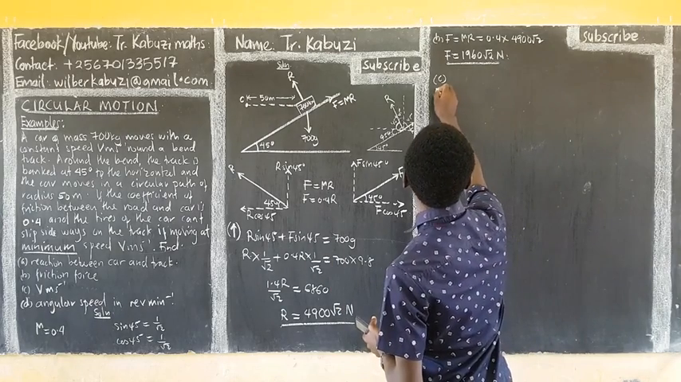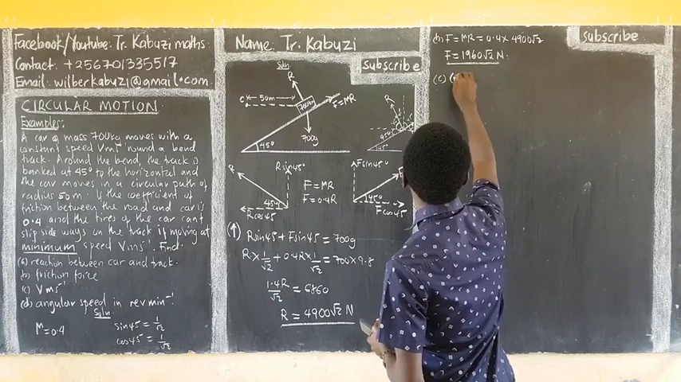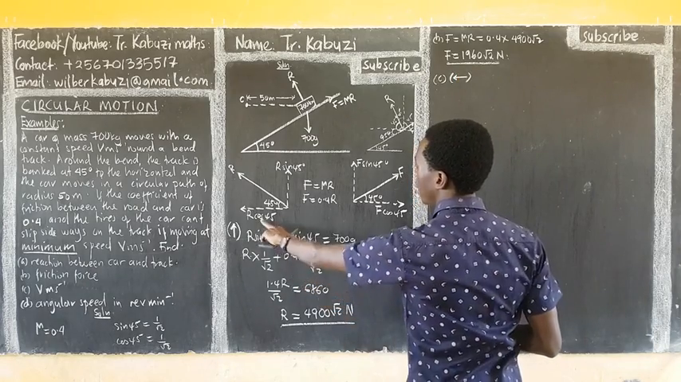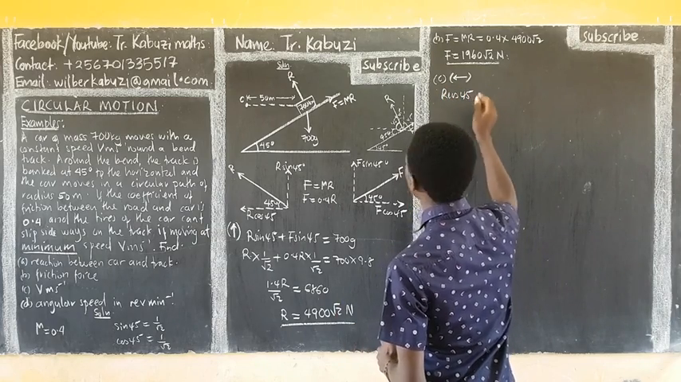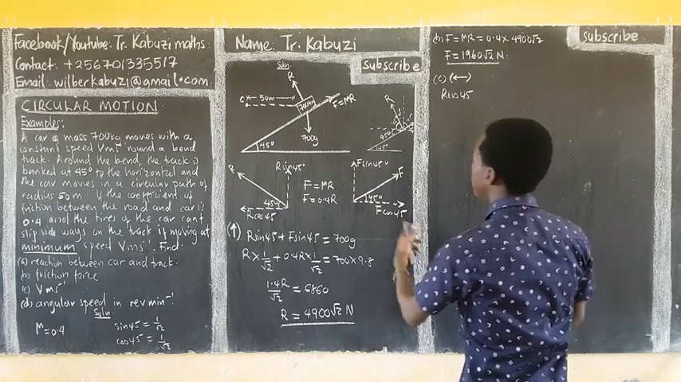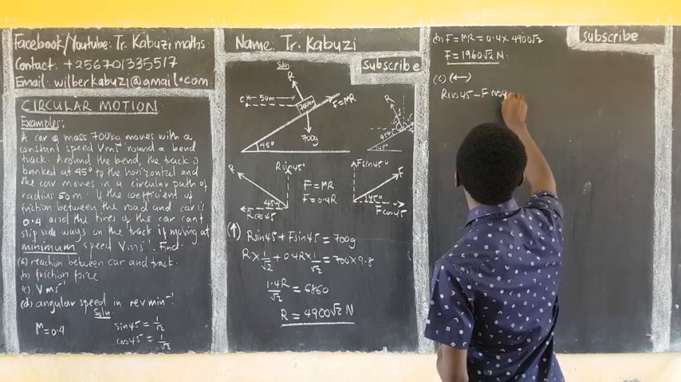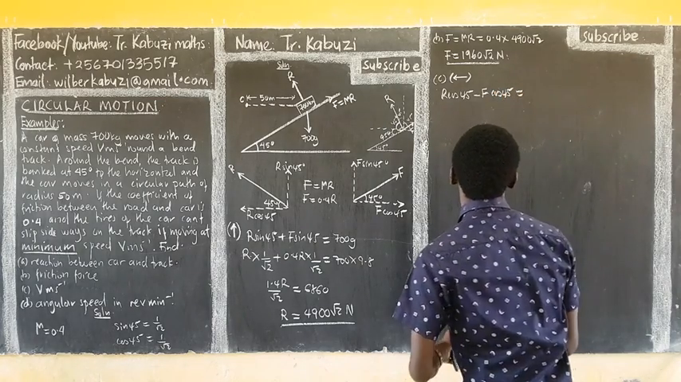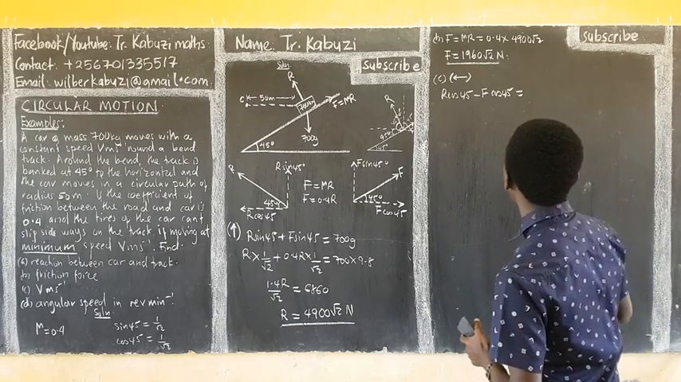Basing on the reaction, if we resolve in this order, I can have now R cos 45. So this one is opposing, so then minus F cos 45. The whole of this is going to be equal to 2.